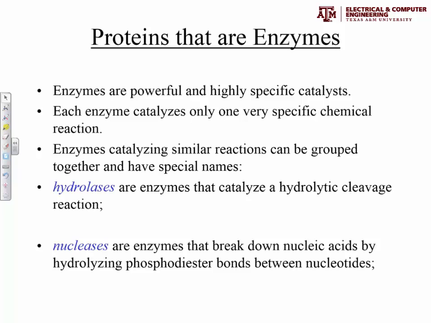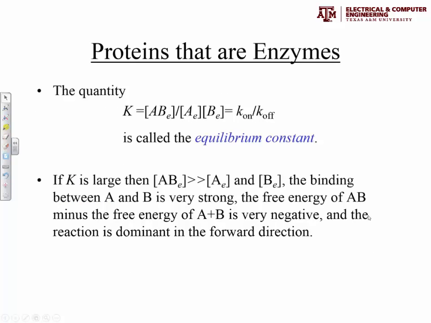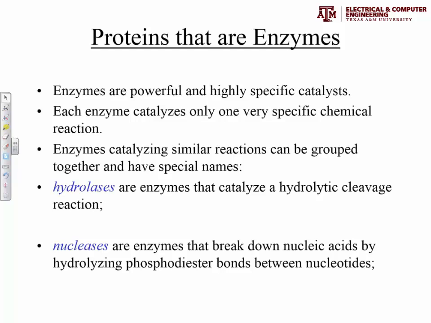So last time we had basically come, I think, to the previous slide, where we talked about the role of the equilibrium constant, and that if the equilibrium constant is larger, then the reaction will proceed strongly in the forward direction. Now, enzymes are powerful and highly specific catalysts. Each enzyme will catalyze only one very specific chemical reaction in the cell. And enzymes catalyzing similar reactions are grouped together and given special names.